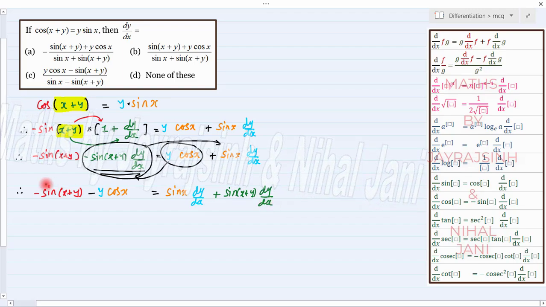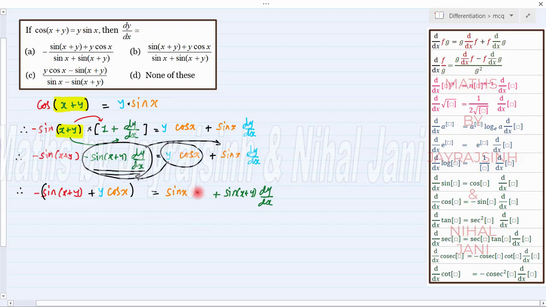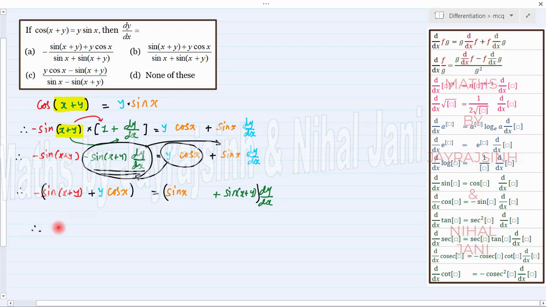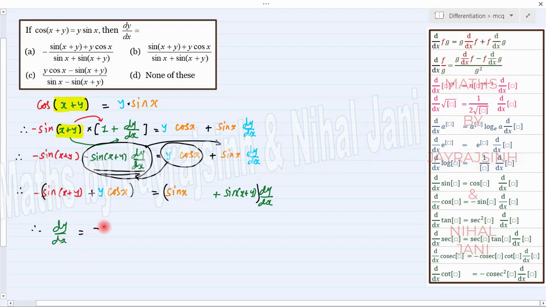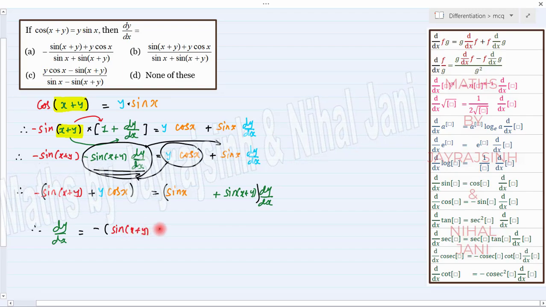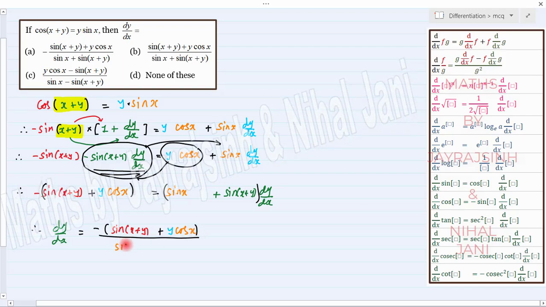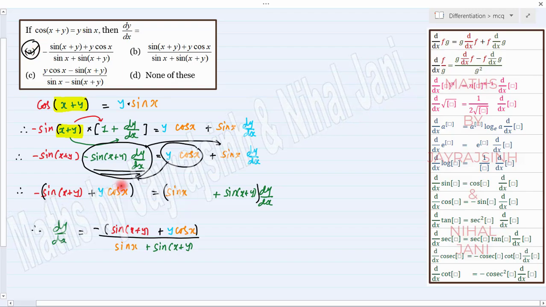From left hand side, we can take negative common, so this will become plus, and from right hand side, we can take dy by dx common. So finally, we can say dy by dx is simply minus of sine x plus y plus y cos x whole divided by sine x plus sine x plus y, which is given in option A. Ta-da!